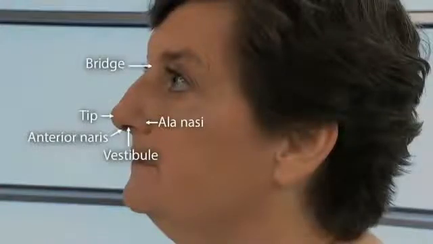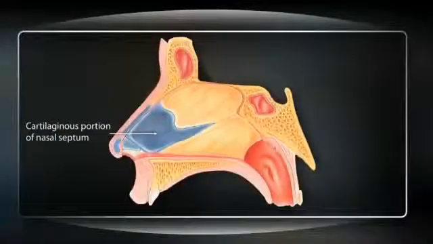Let's review the anatomy of the nose. Approximately the upper third of the nose is supported by bone, the lower two-thirds by cartilage. Note the bridge of the nose, the tip, and the ala nasi. Air enters the nasal cavity by way of the anterior nares, passing on either side through widened areas known as the vestibules. The nasal septum forms the medial wall of each nasal passage.